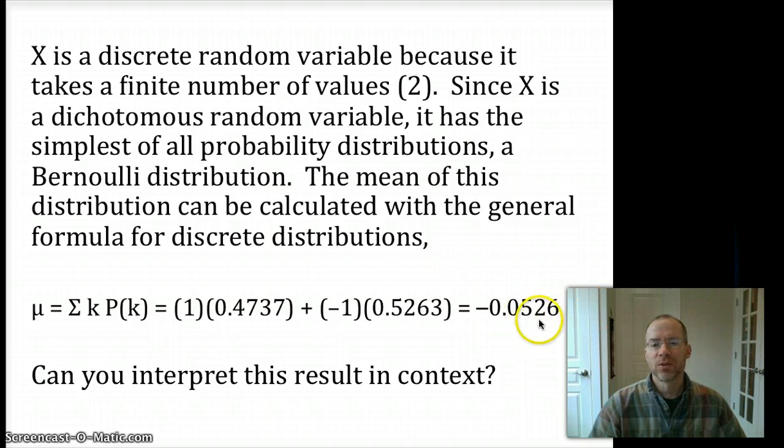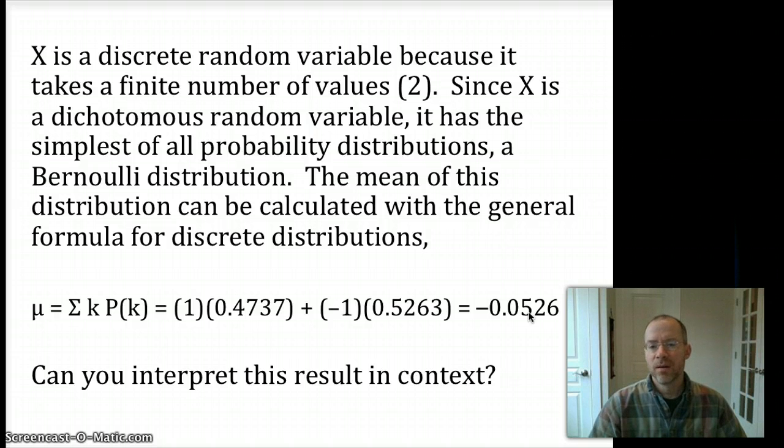Can you interpret this result in context? I mean, what does it mean that the mean of this distribution is negative $0.0526? Basically, that means that in the long run, in many trials of betting $1 on roulette, the average outcome is going to be a loss of $0.0526, or about a nickel, 5.26 cents every time.